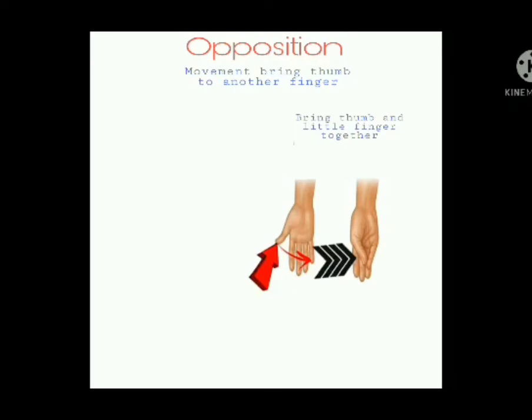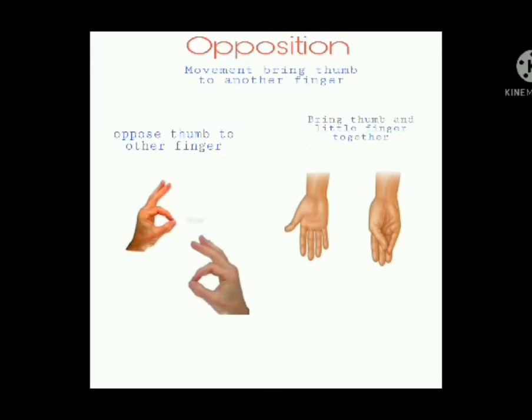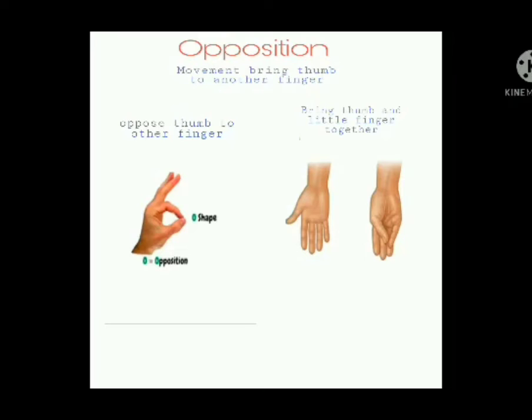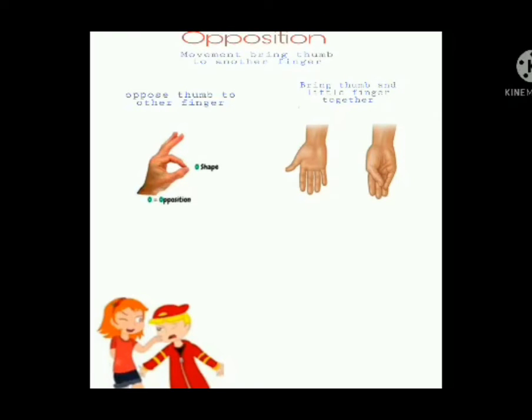Imagine, when we oppose the thumb to another finger, we create an O shape between them. This O shape stands for the first letter O in opposition. So opposition, as we know, is the movement that brings the thumb to other fingers of the same hand. This movement is used frequently when we need to pinch someone, or button our shirt, or lift a teacup with its handle. So this is an example of this movement.